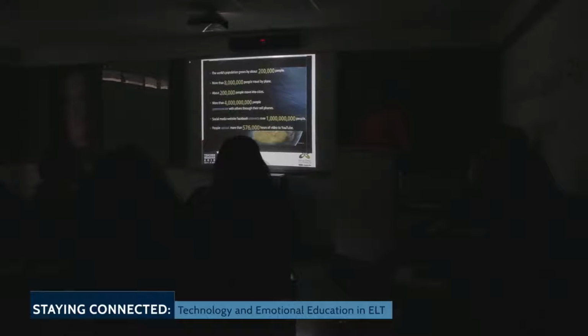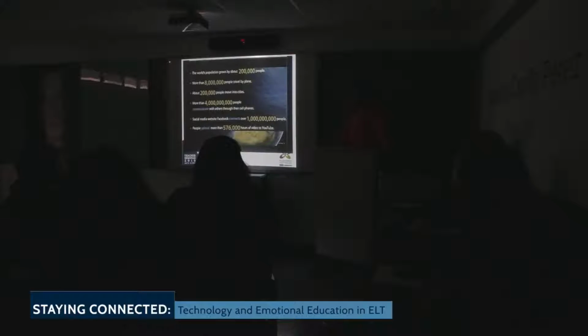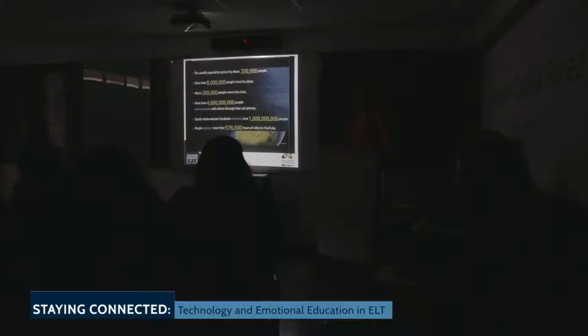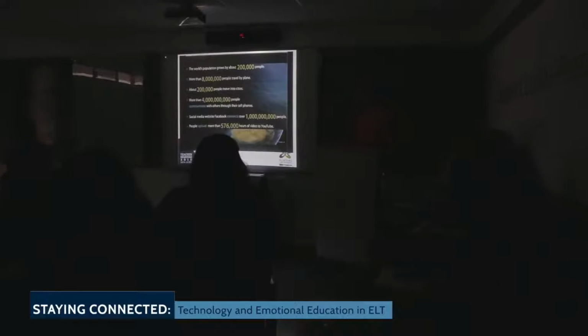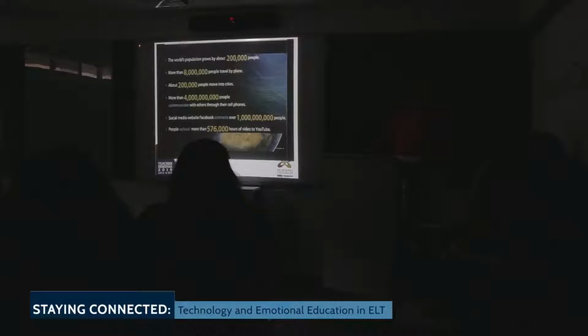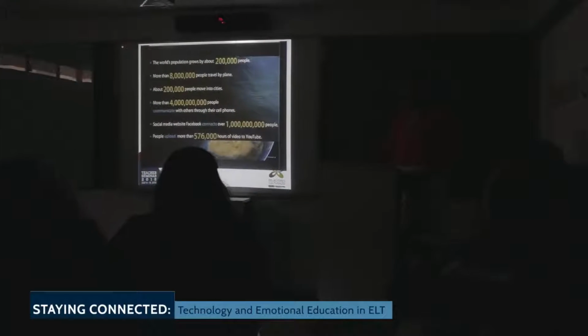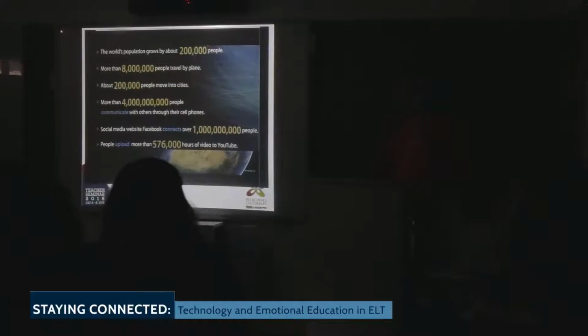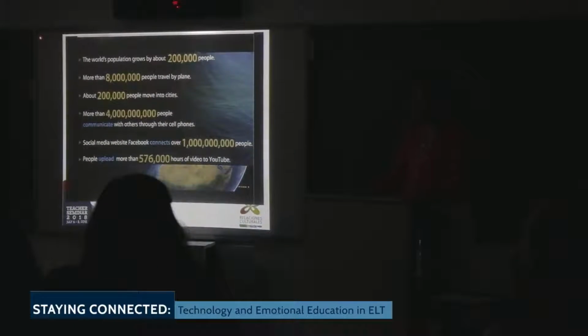So let's talk about what's happening around the world, okay? And of course, I had to bring in an image to tell you, right? The world's population has been growing a lot. And with this growth, you should see that traveling has become even more accessible to more people. Technology has also made this possible. Why? Because people now know what's happening and they want to go see and find out. About 200,000 people move into cities because they're looking for this multicultural scenery to live at. And more than 4 billion people communicate with others through their cell phones.